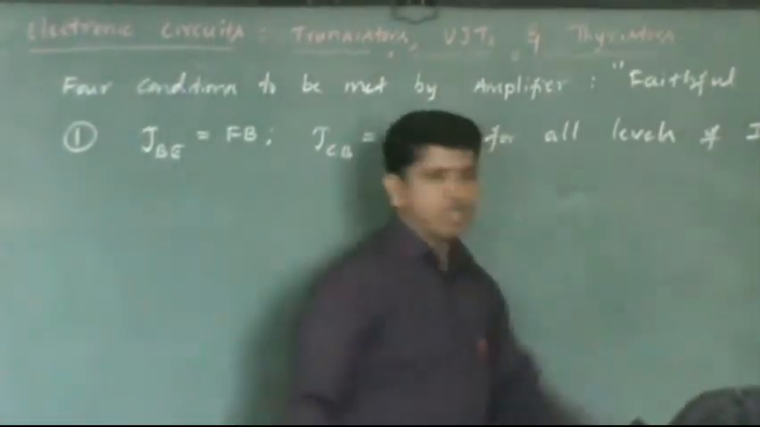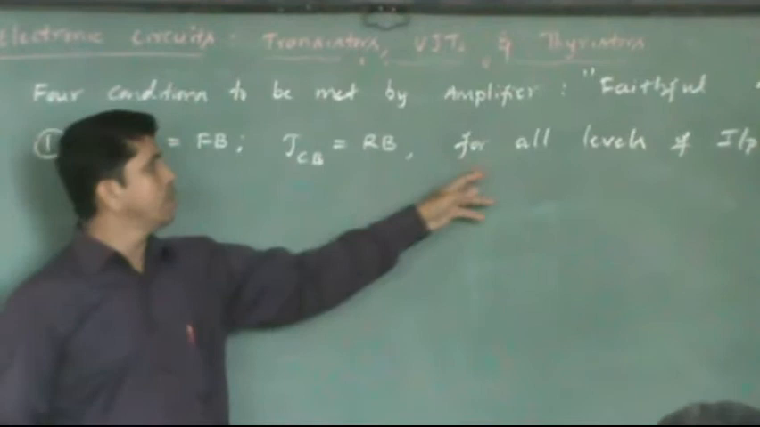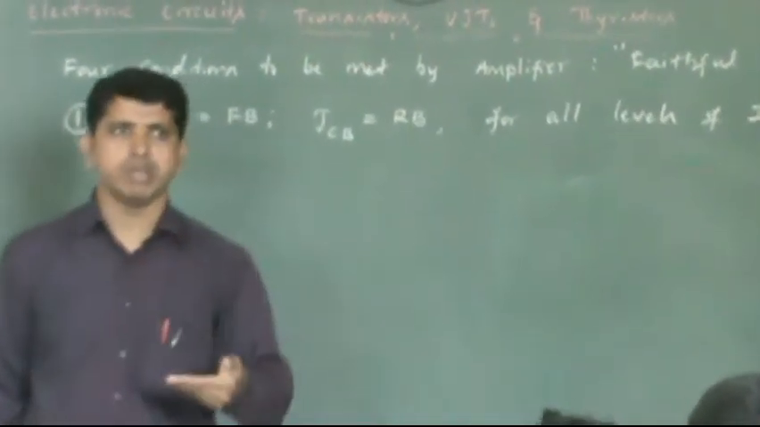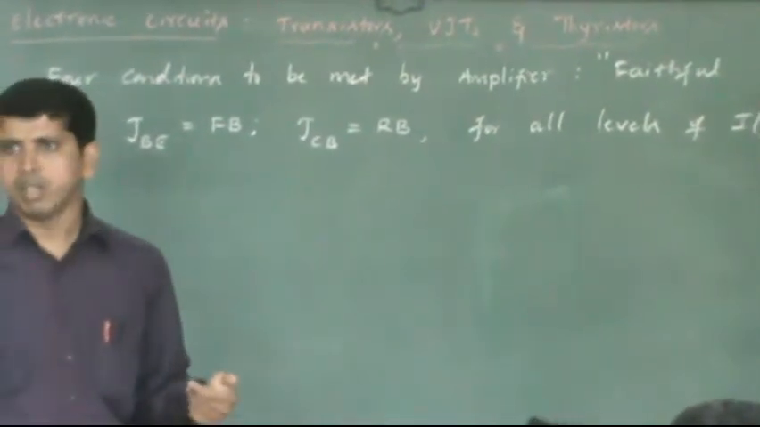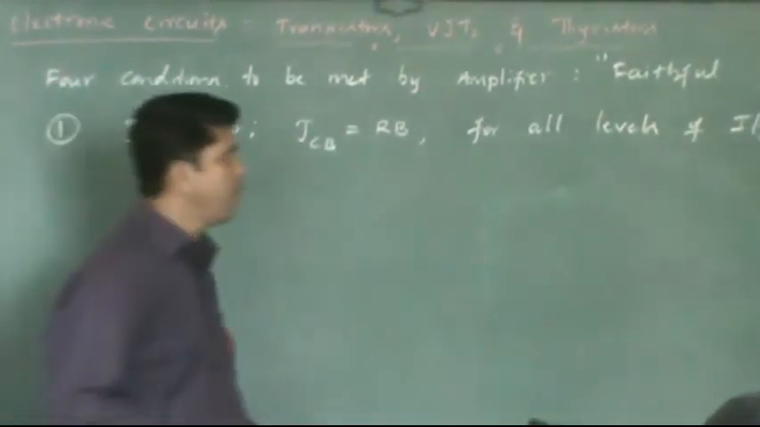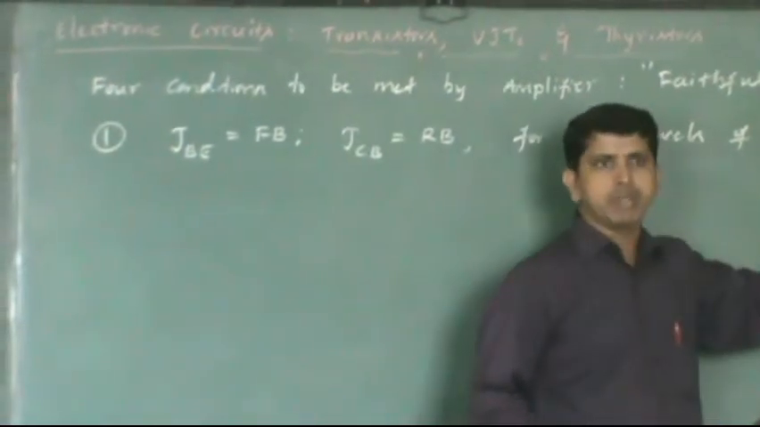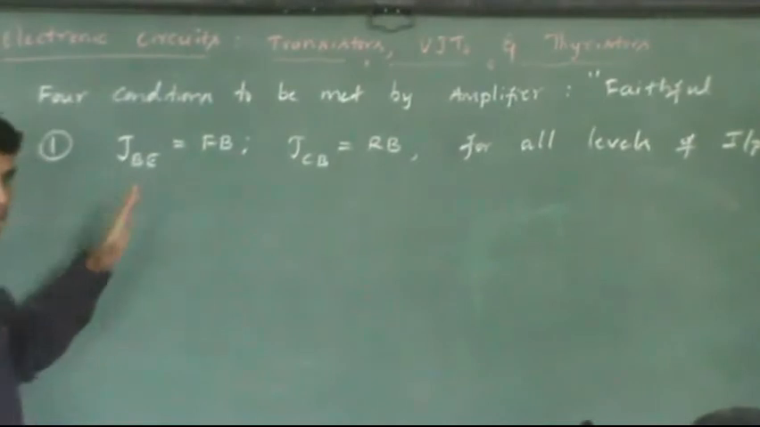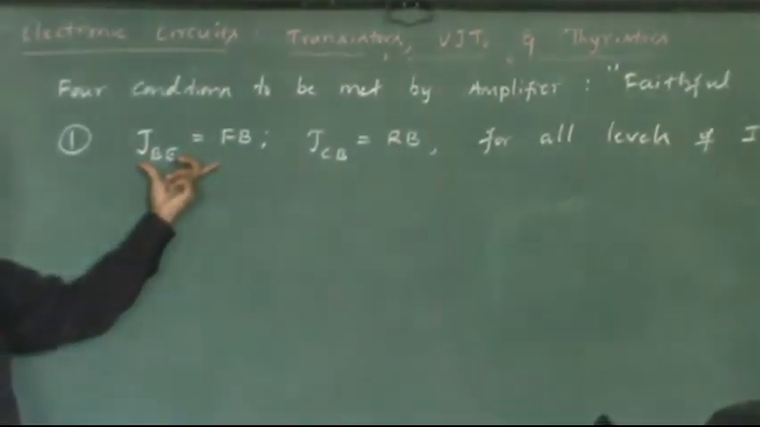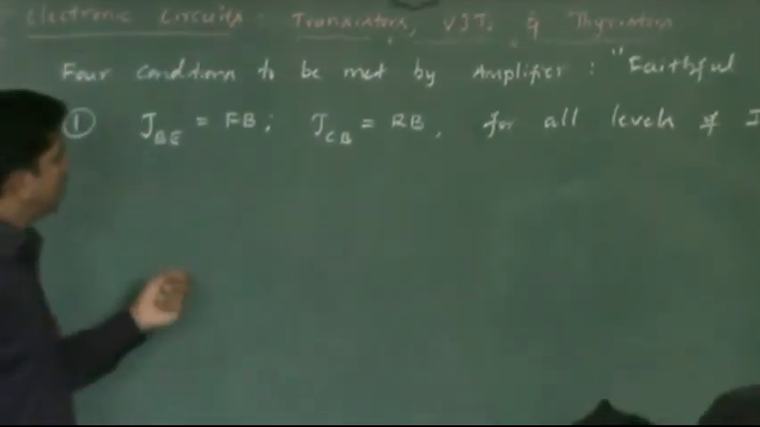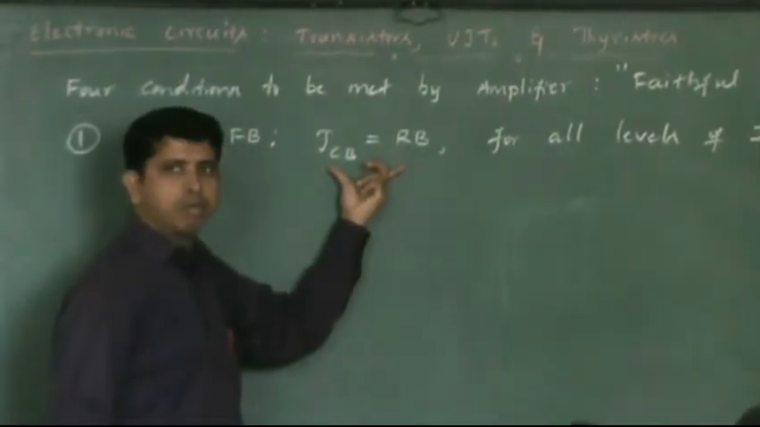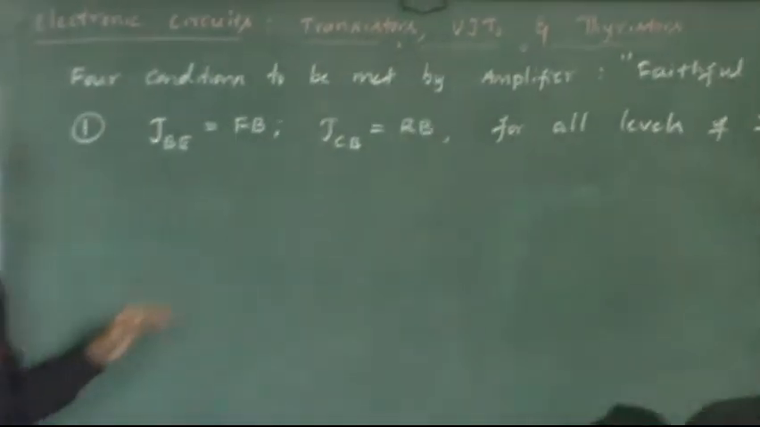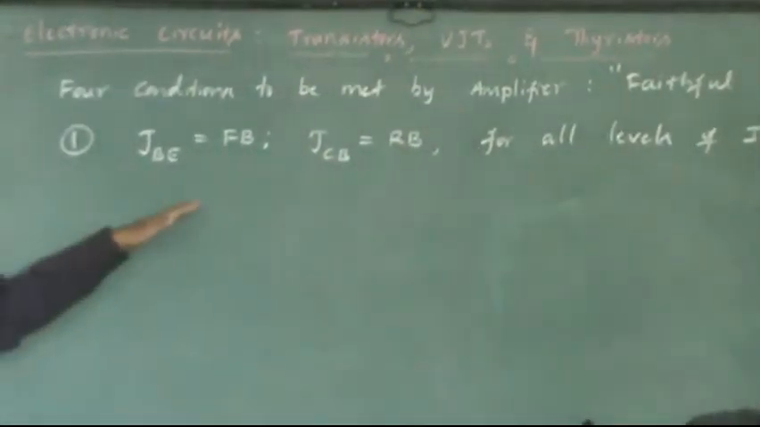So for all levels of input, what do you mean by levels of input signal? Because you see the nature of the sine wave, sometimes it goes positive, sometimes negative, and keeps on fluctuating. That's why for all levels of input signal, whether positive or negative, the base emitter junction of the BJT should be forward bias and the collector base junction of the bipolar junction transistor should be reverse bias. How do you achieve this?